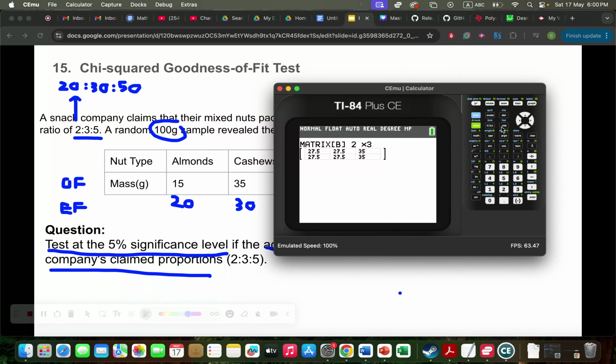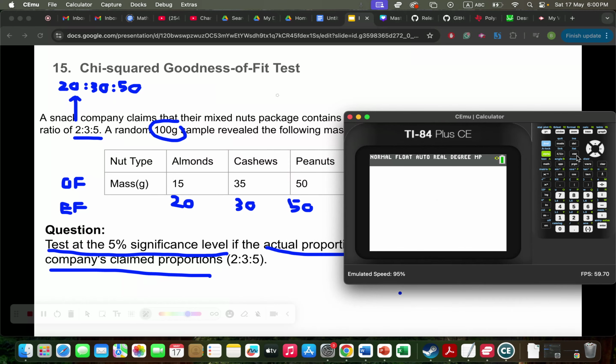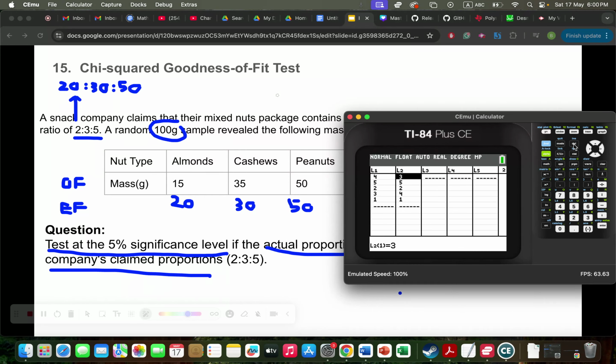We go to matrix. Now for a chi-square goodness of fit, there is no need for you to put in a matrix. What you want to do is go to stat, go to edit. I'm going to delete all these numbers again. Then we're going to put in the numbers here. The observed frequency, which is 15, 35, and 50, we're going to put in L1. Then in L2, you want to put 20, 30, and 50.